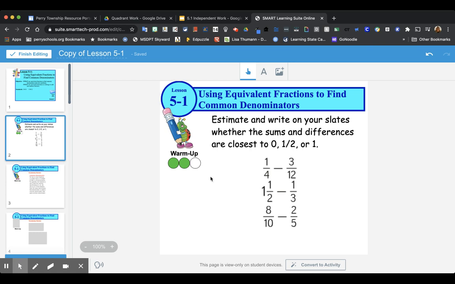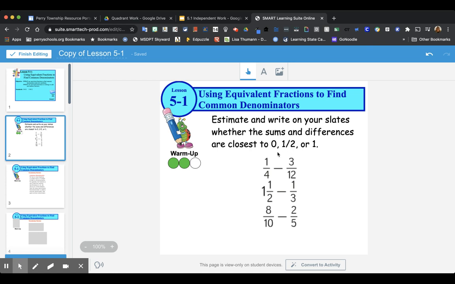So let's take a look at the first one here. We've got 1/4 minus 3/12. So you want to estimate and think about, is the difference, because we do see that we are working with subtraction all through the three of these, and we know that that means subtract, that means differences. If we were to take 1/4 minus 3/12, do you believe that would be closest to 0, 1/2, or 1?